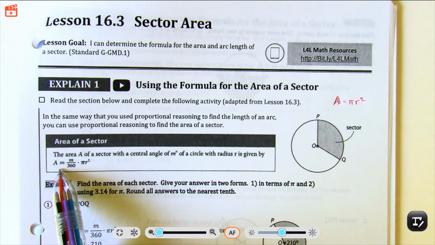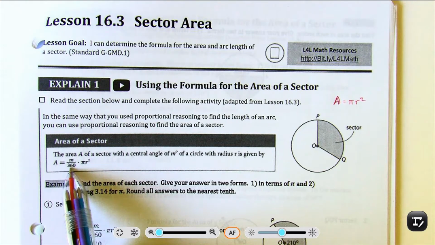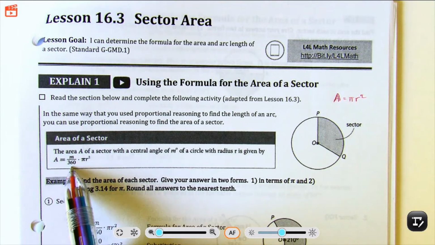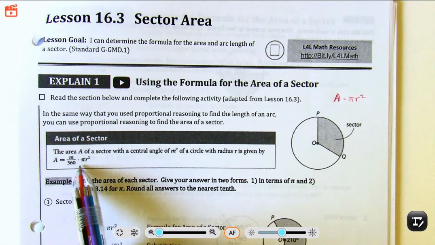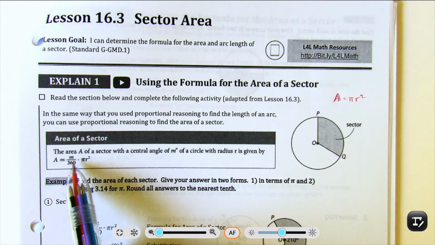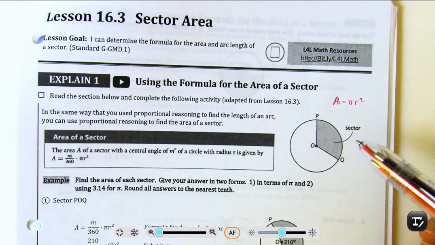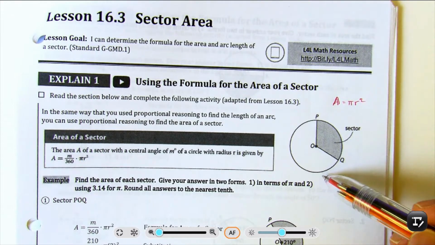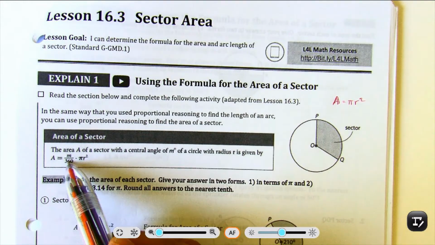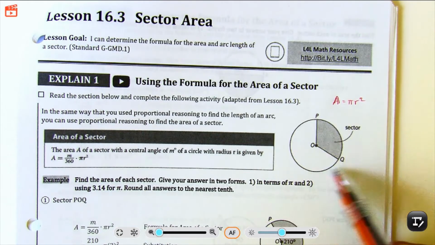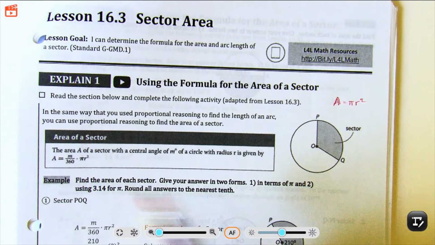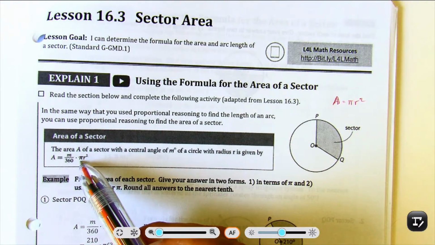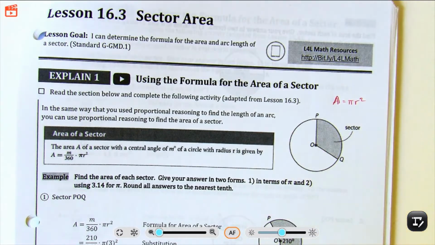Area equals m over 360 times pi r squared. Now m, that's going to be the angle, the central angle, and then out of 360 because a circle is out of 360. Pi is 3.14 and then the radius. So to start, let's just look at a couple of examples and then you'll have a chance to work on these on your own.